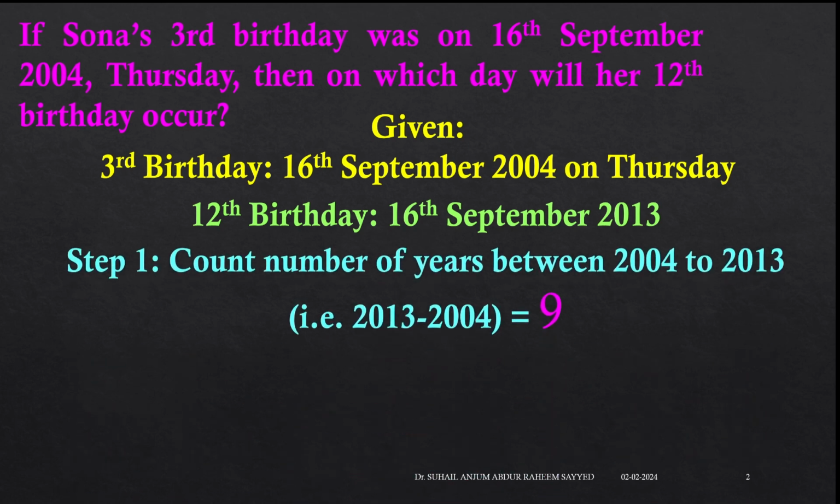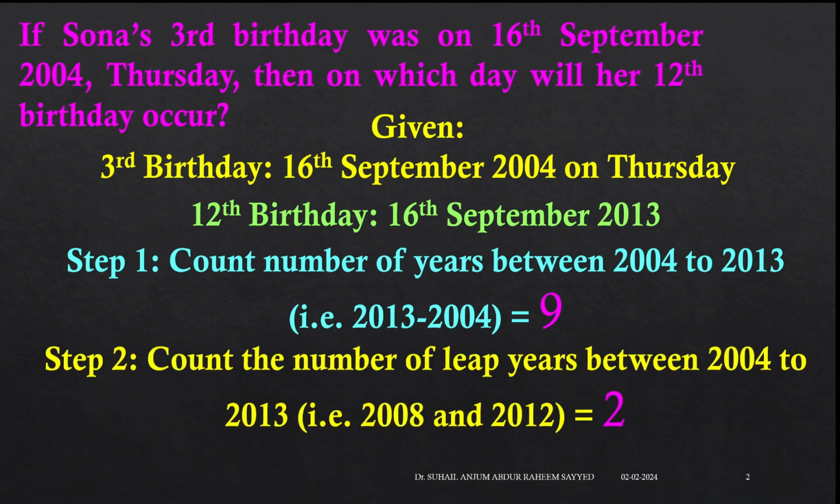Now here we have step number 1. First count the number of years between 2004 and 2013, that is 2013 minus 2004, which is equal to 9. In the next step, we have to count the number of leap years between 2004 and 2013.